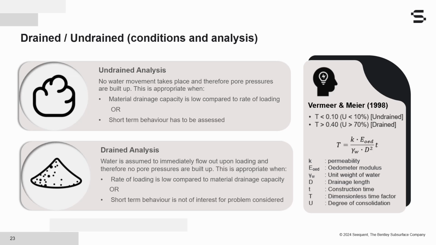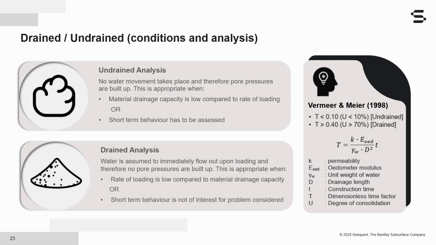So Vermeer and Meyer in 1998 proposed that an undrained assumption may be appropriate when the degree of consolidation is less than 10%, or the time factor, which is the uppercase T, which is also unitless, and it's calculated by this equation here, is less than 0.10.